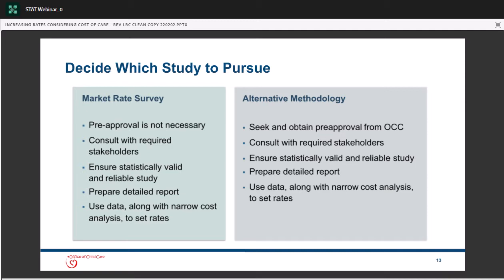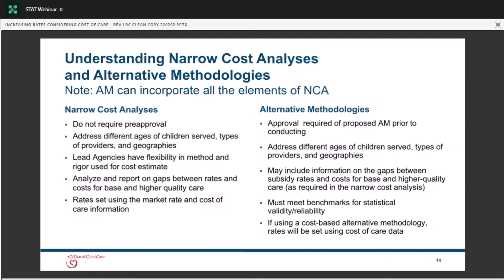The key word for pursuing an alternative methodology, pre-approval. You must have pre-approval of your approach prior to implementing your studies. Lead agencies are encouraged to build into their planning a sufficient time period for the review and approval process to occur with both your regional office staff partners and then the final review approval by OCC staff. And you should anticipate it taking more than a week as you build out your timelines. As a reminder, advance approval is not required if the lead agency plans to implement both a market rate survey and an alternative methodology. Next slide, please.